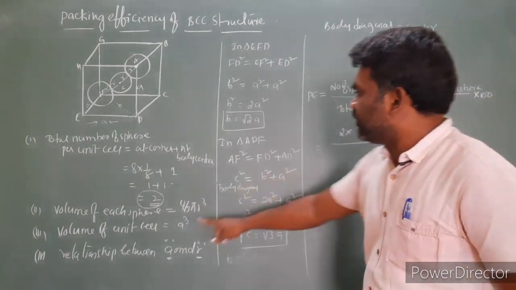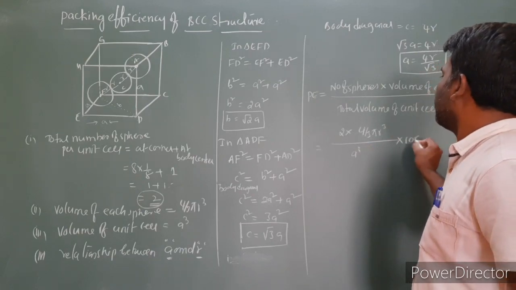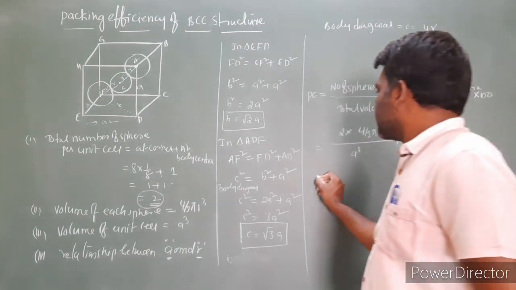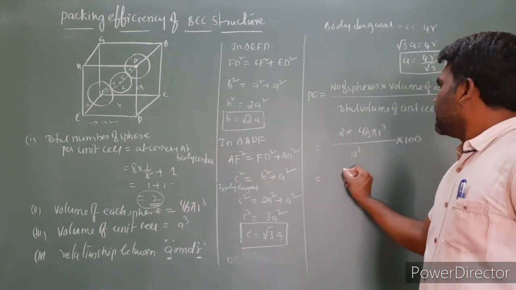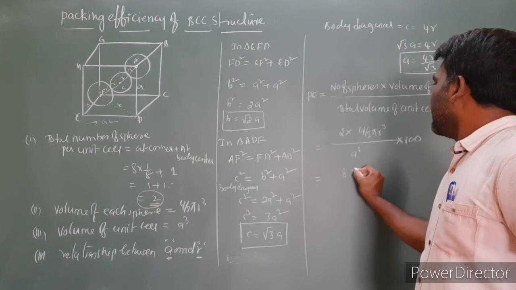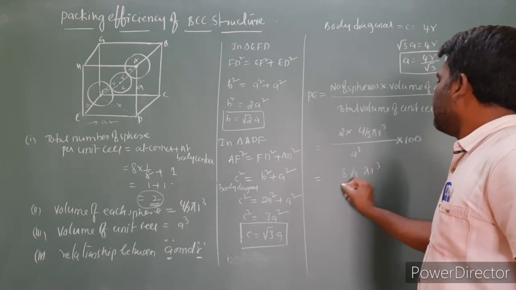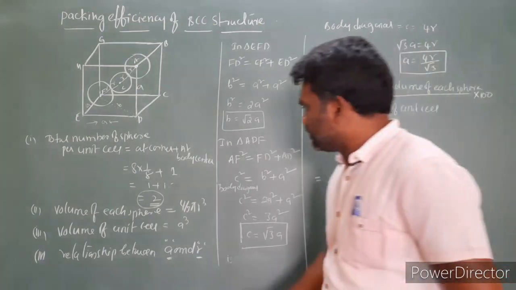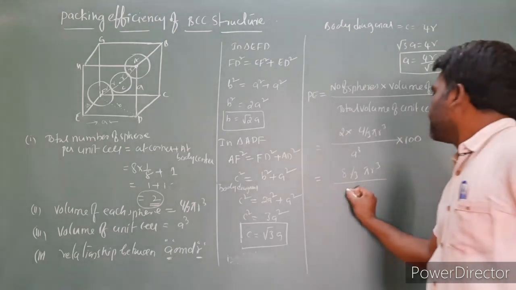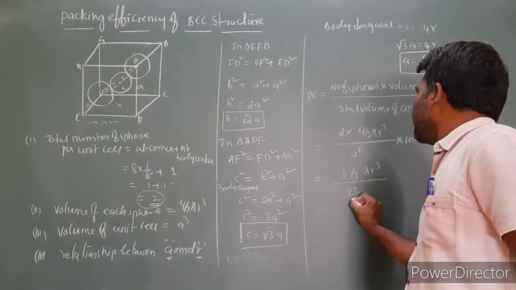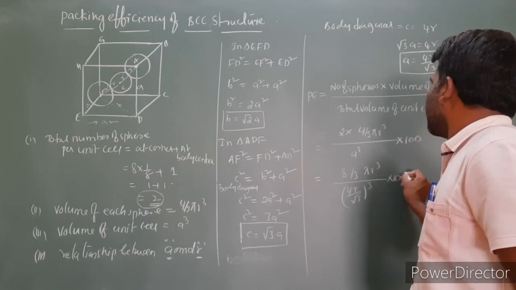So 2 into 4/3 pi r cube, divided by the volume of unit cell. Volume of unit cell is A cube, into 100. So that is equal to 2 into 4 is 8, 8 by 3 pi r cube. A cube we have to substitute: A value is 4r by root 3, whole cube, into 100.